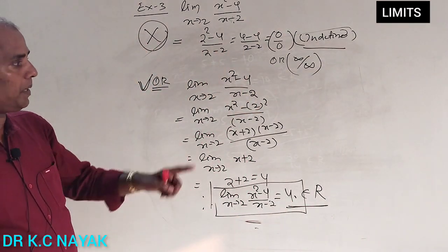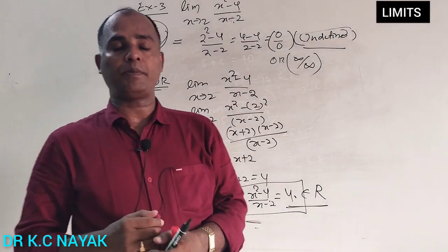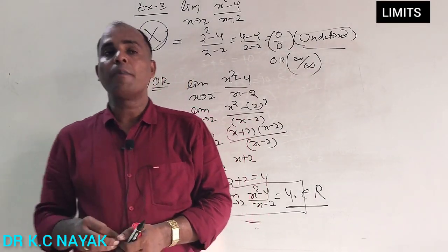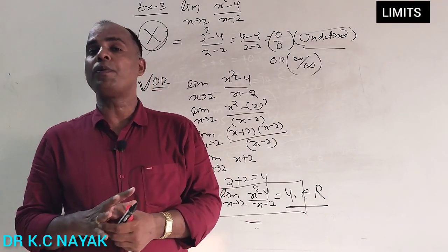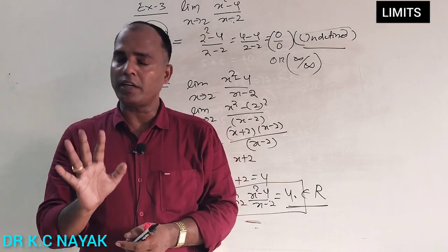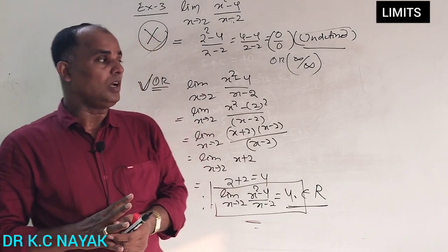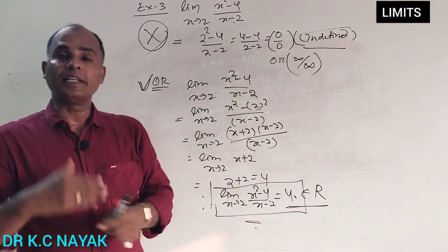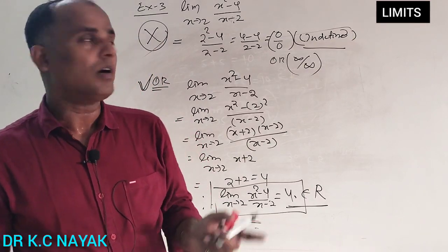Right or not? If you are getting this type of question, 0 by 0 or infinity by infinity, we always balance the function. Then after that we get the value of limit. Otherwise, we are not getting the value of limit. So, people, either you use any limiting formula, otherwise an algebraic formula, then you can solve the problem.